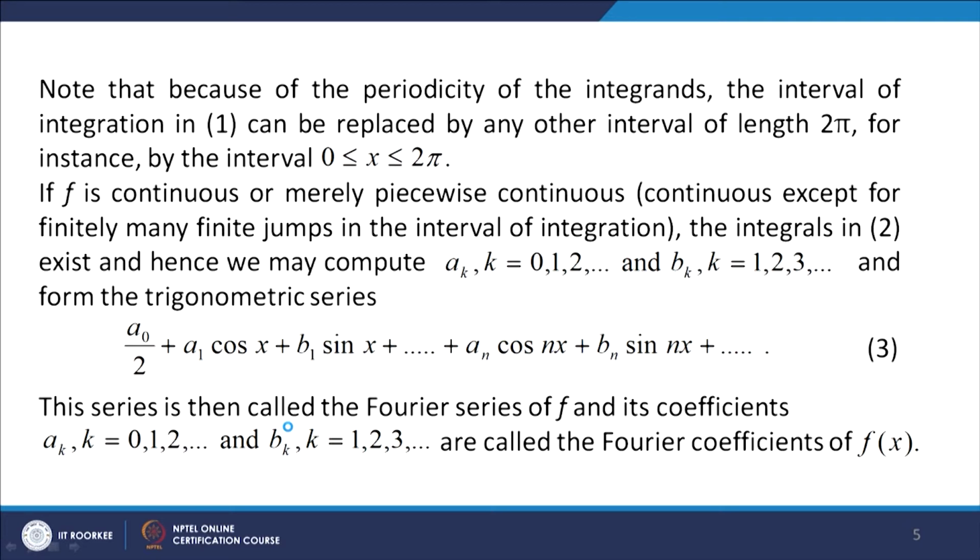Now, if f is continuous or merely piecewise continuous, by piecewise continuity we mean continuous except for finitely many jumps in the interval of integration, the integrals in 2 will exist. These integrals can be evaluated, and hence we may compute the values of a_k and b_k, and then form this trigonometric series a_0/2 + a_1 cos x + b_1 sin x and so on. This series is then called the Fourier series of f, and its coefficients a_k and b_k are called the Fourier coefficients of f.